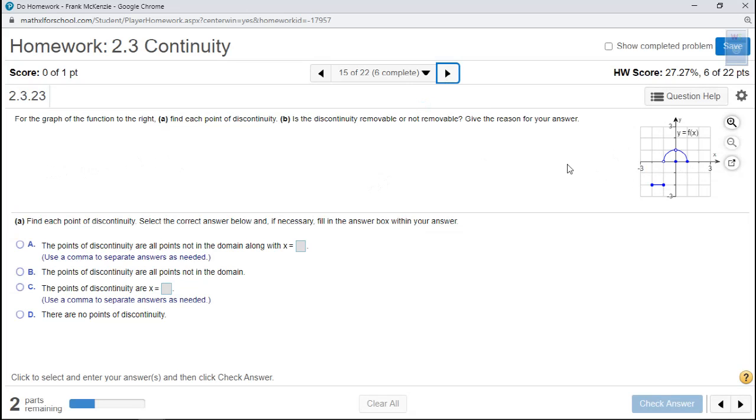All right, for the graph over here, find each point of discontinuity. It has a point of discontinuity at -1, at 0, and that's the end of the function, so at 0 and 1. Is the discontinuity removable or non-removable? Well, what about at -1? There's not a point that's going to fill that in right there, so that one is going to be non-removable. What about at 0? Well, yeah, if we could just redefine that point right there and fill that hole in, that's a removable discontinuity.